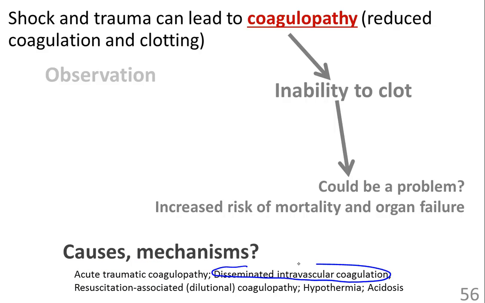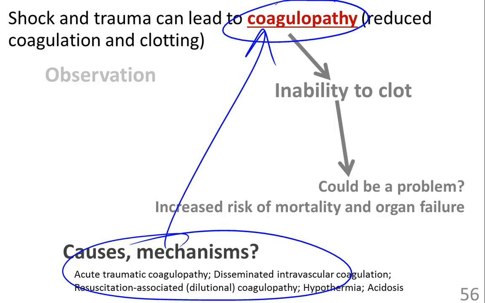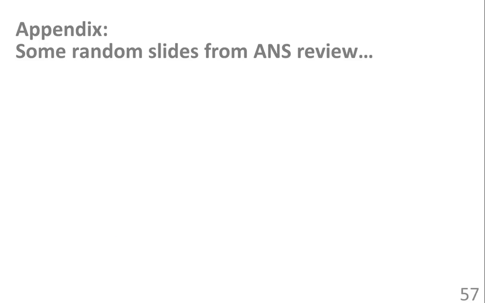There's also disseminated intravascular coagulation, which would be a coagulopathy where you've used up all your clotting factors. There's also, if you add a lot of fluid to the body, this dilutional coagulopathy. There's hypothermia and acidosis, which seem to impair clotting. So a whole diverse set of mechanisms can lead to this inability to clot in shock and trauma. So I just wanted to remind you guys about that.